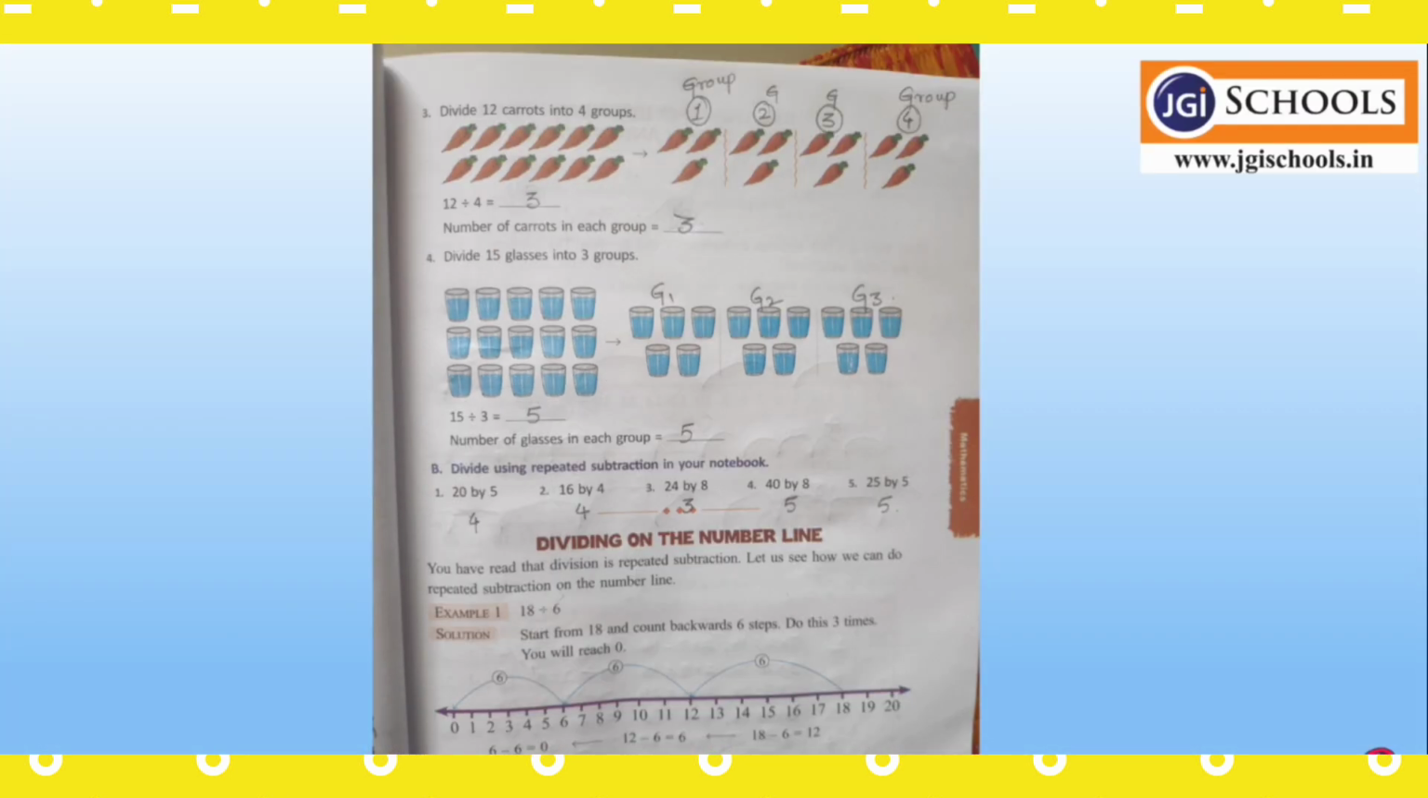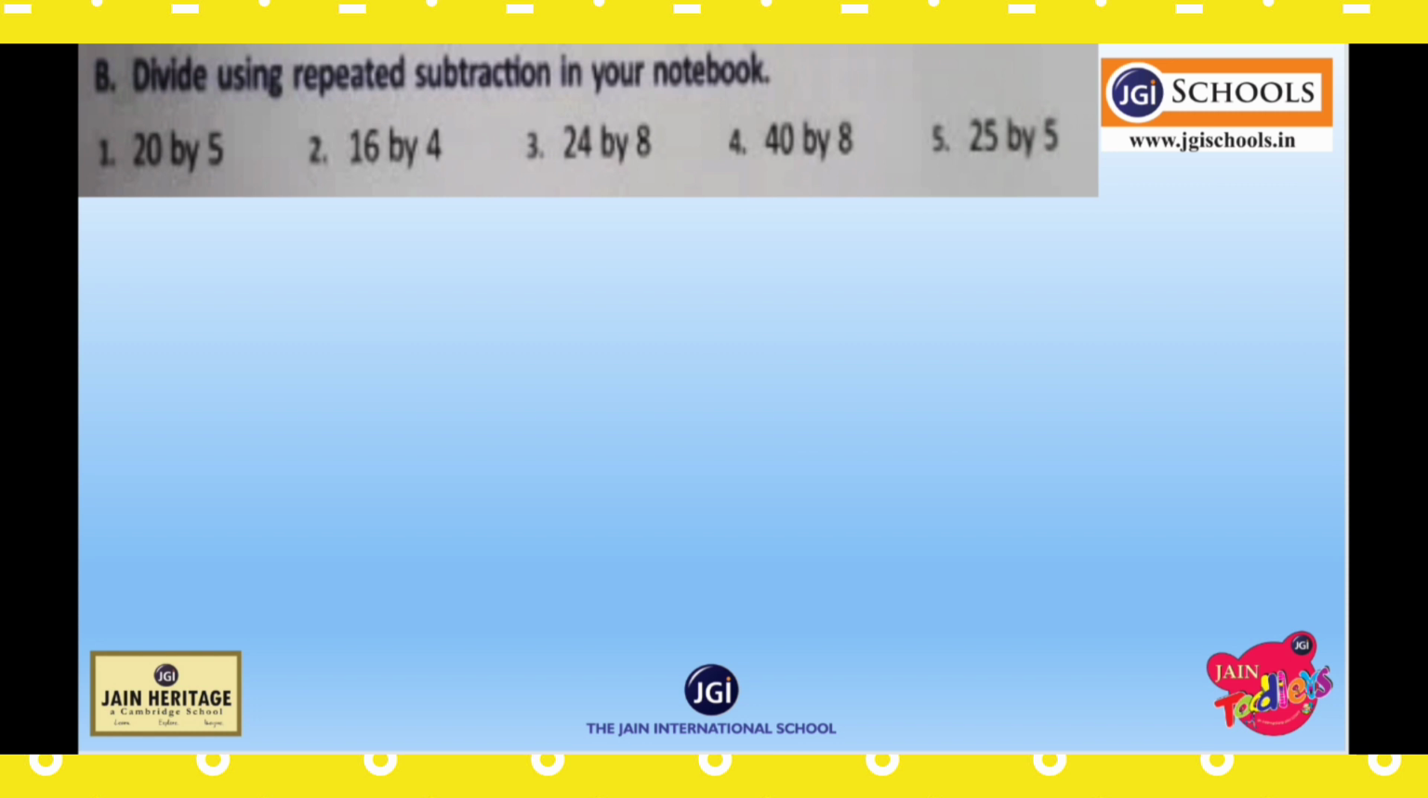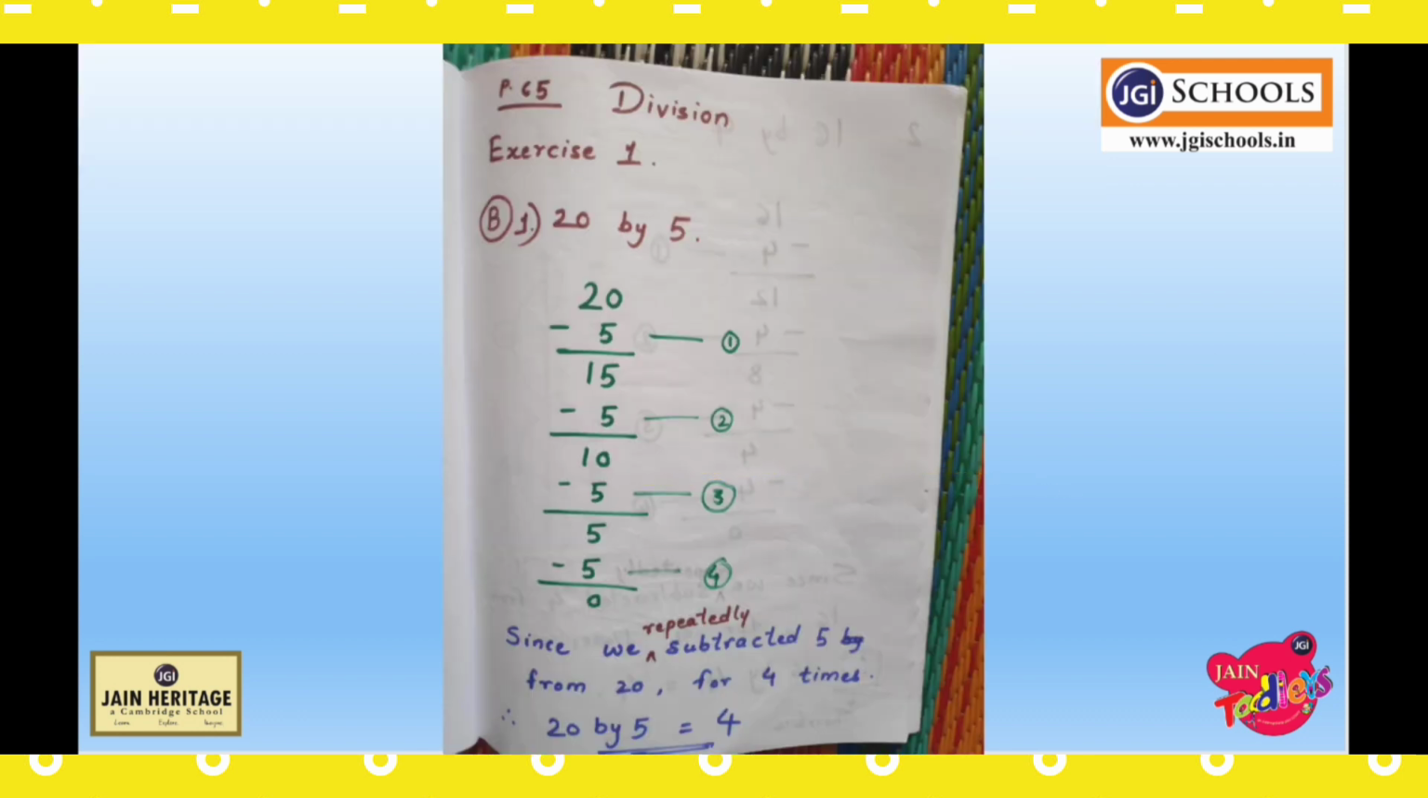Fine. Now we have to divide using repeated subtraction. We will solve this exercise in our notebook. Can you see the image of my notebook? Yes, it is an image of the notebook in which I have solved this. I have taken exercise 1, question number B, 20 divided by 5.